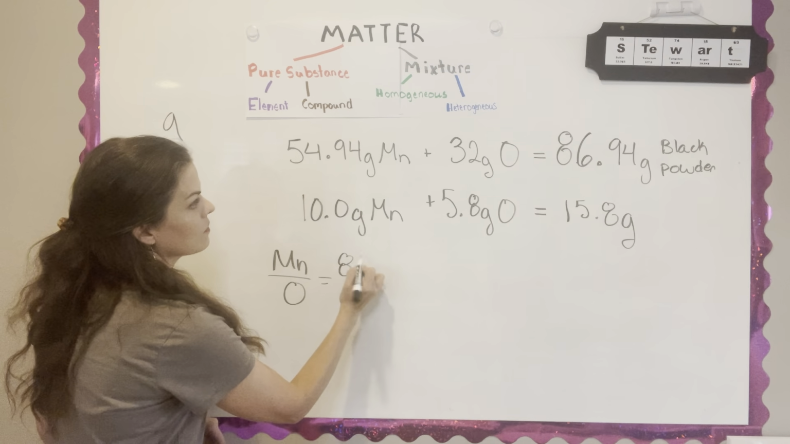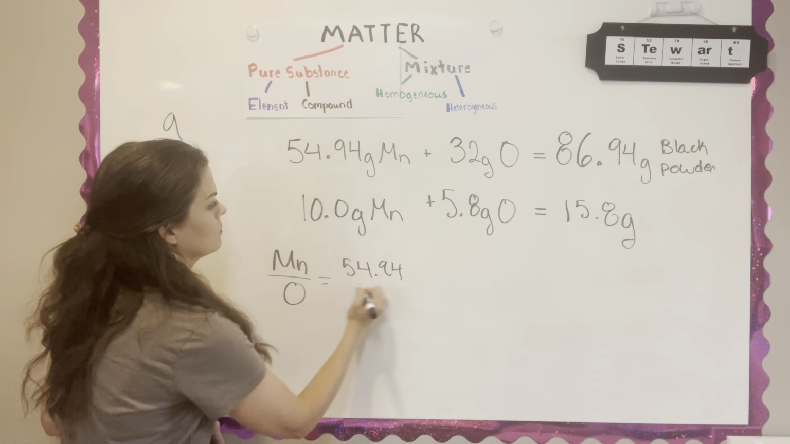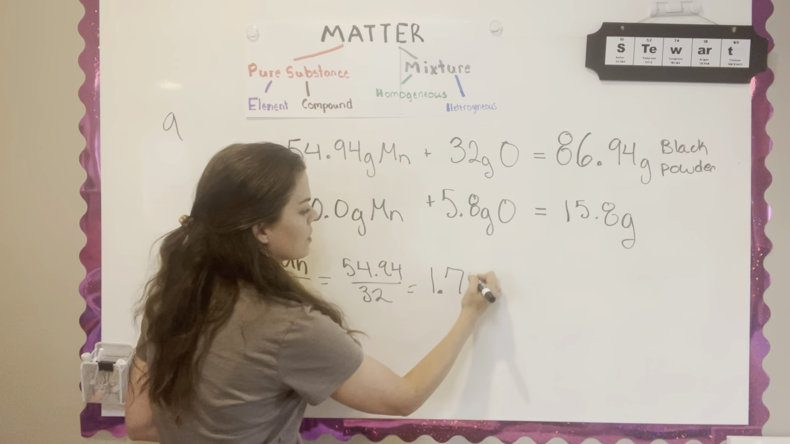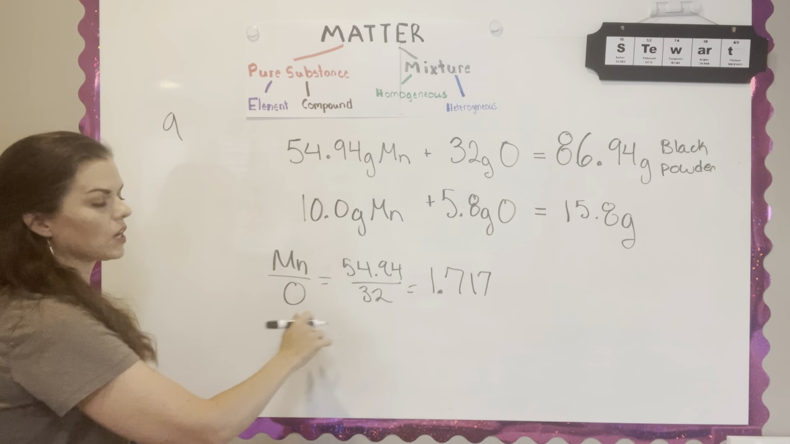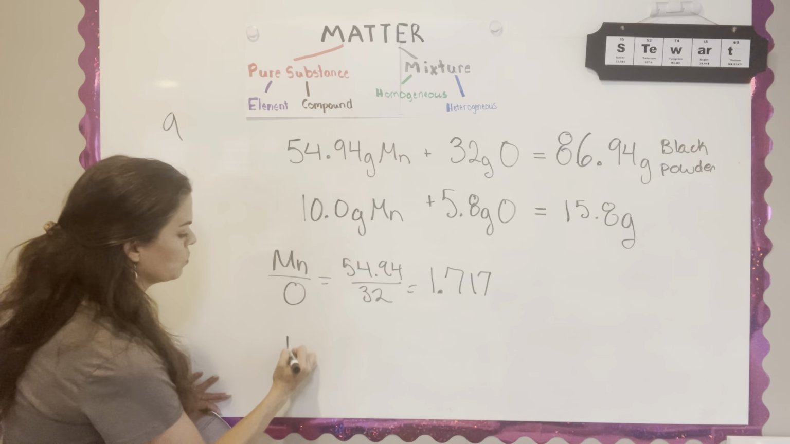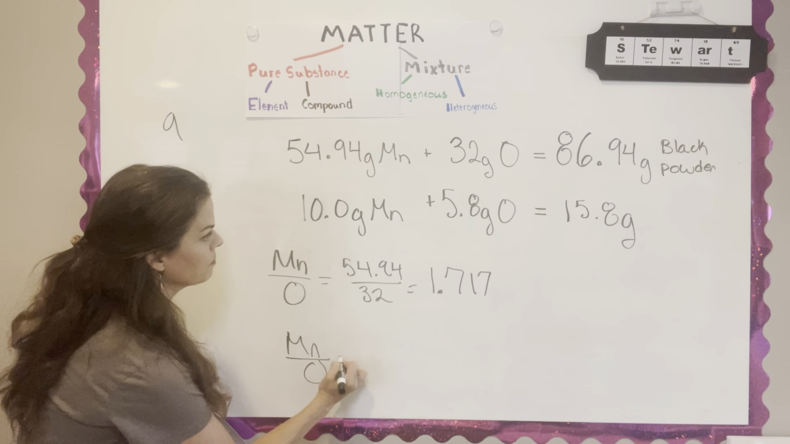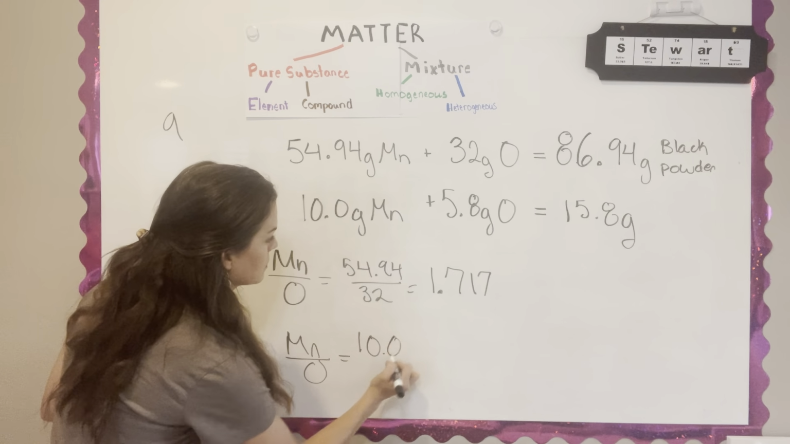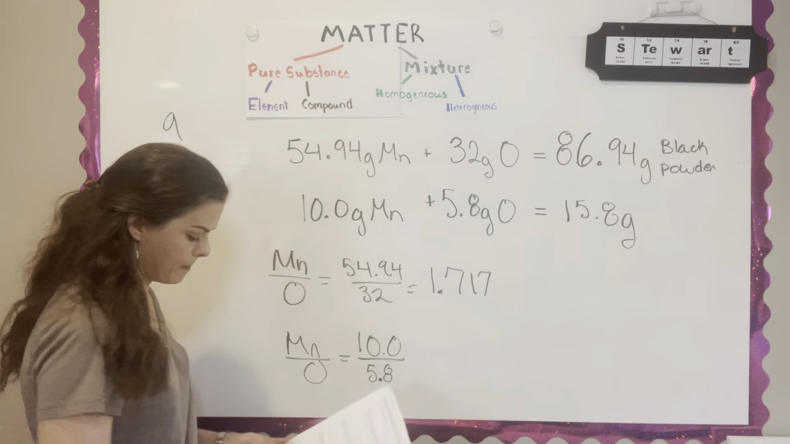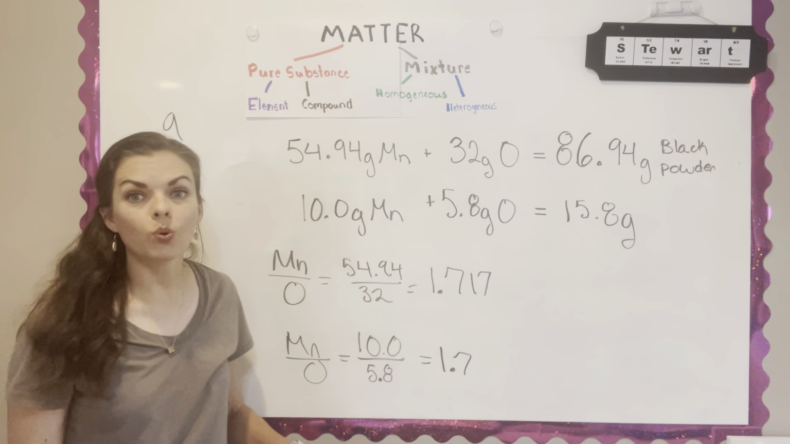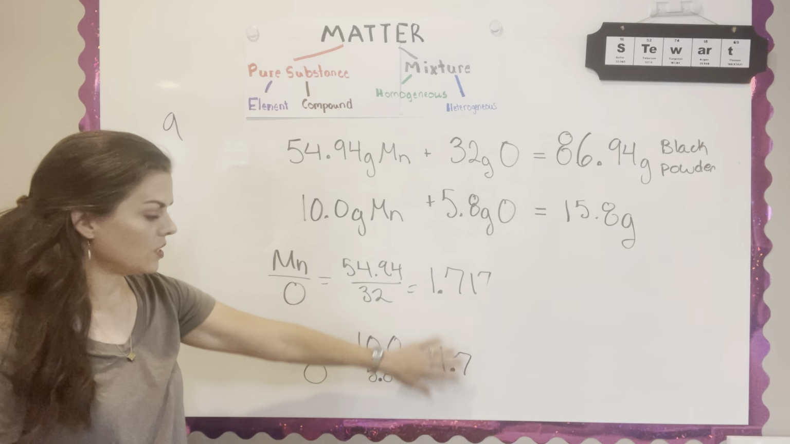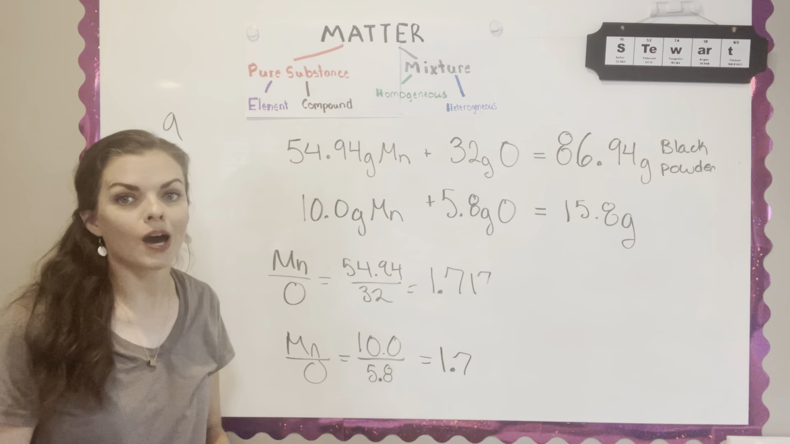And for number 7, just rewriting it, I got a ratio of 1.717. By number 7, I mean this is the equation from question number 7. And now for this one for question number 9, I get 1.7. And so these ratios are essentially the same. And so this is the same compound.